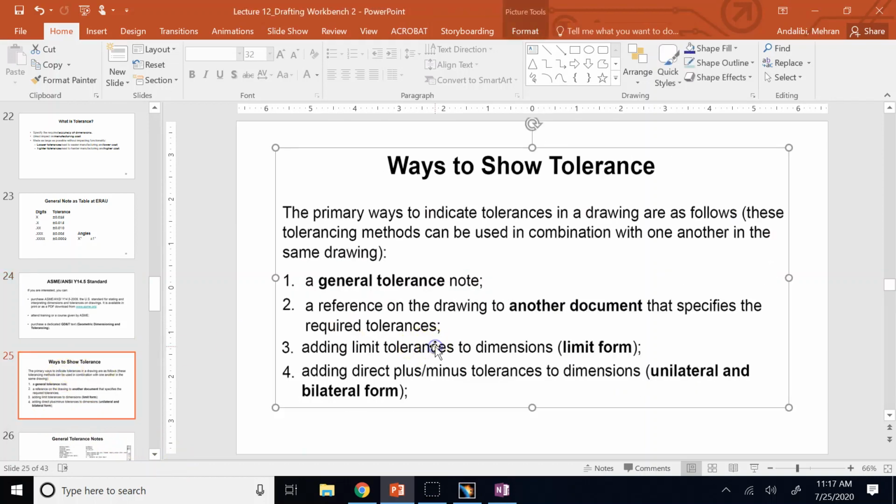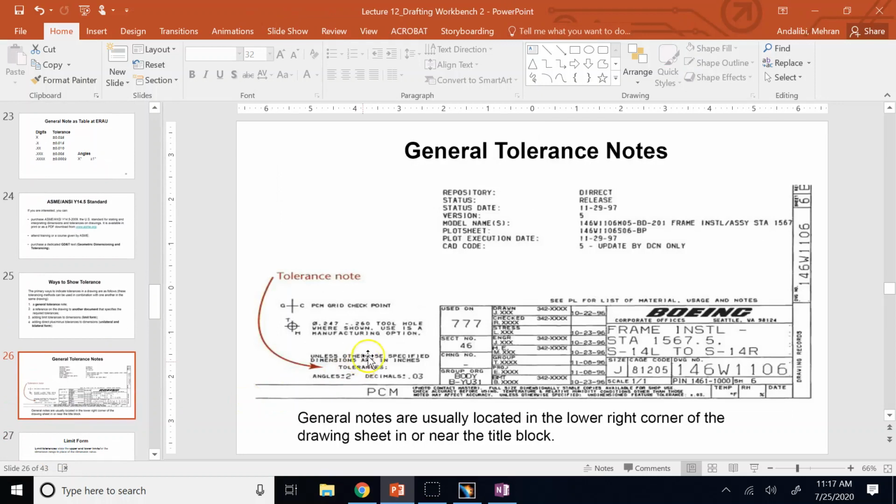Now, first, how do we show the tolerance? When we have a dimension, how do we show the tolerance? There are several ways. One is called a general note. A general note is typically what we show in the frame and title block. Remember when you made the title block, I said that you have to have a note.